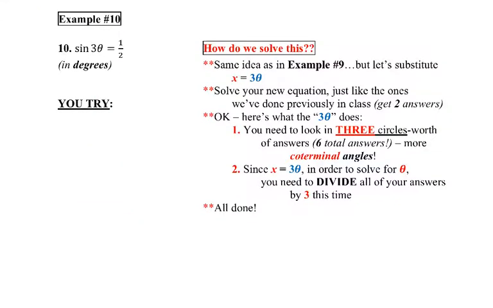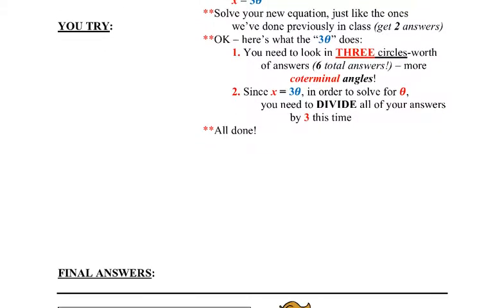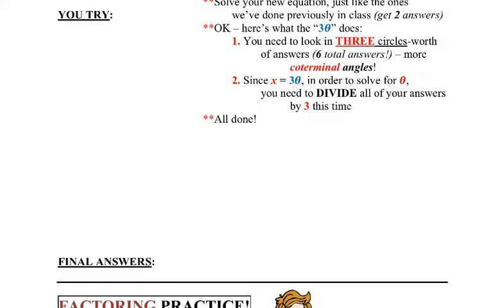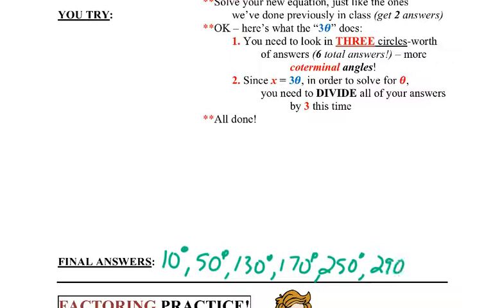All right, here's question number 10, guys. I'm actually going to jump all the way to the end, in case you got it right. I'm going to show you all my answers here. If you did it right, theta is equal to 10 degrees, 50 degrees, 130 degrees, 170 degrees, 250 degrees, and 290 degrees. We're in degree mode, and all positive answers back out. Let me fix that answer over there. All right, if you did that, bravo, you are done and good to go.